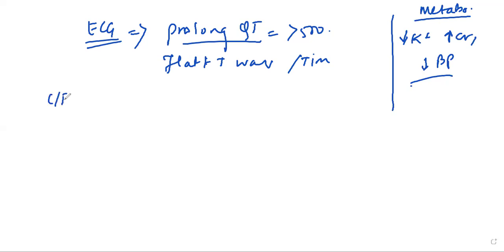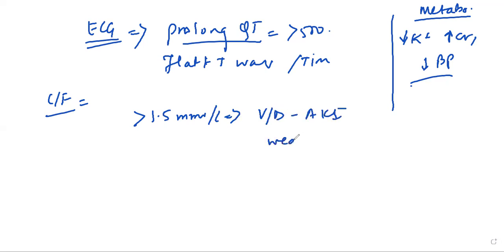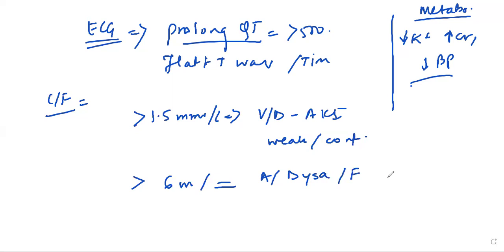Now, the clinical features will depend on the level of toxicity. Suppose the patient is coming with more than 1.5 millimoles per liter, then the patient might have vomiting, diarrhea, AKI, weakness, confusion. If the patient is coming with more than 6 millimoles, then the cerebellar signs will come, like ataxia, dysarthria, fasciculations, hyperreflexia. There will be tremors here and convergence.